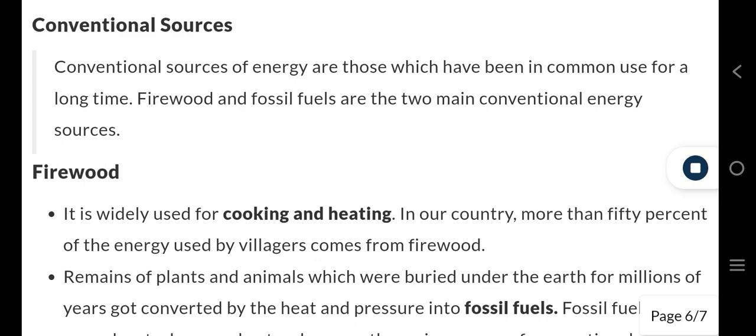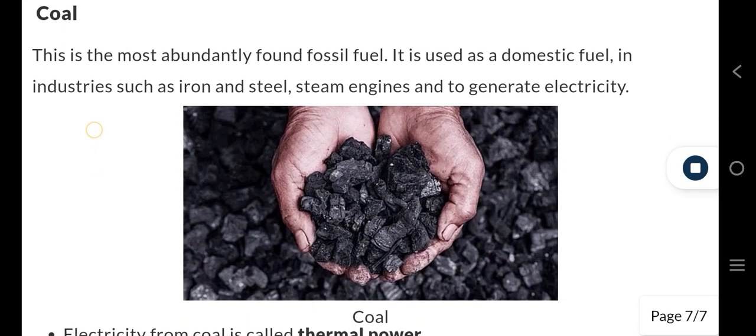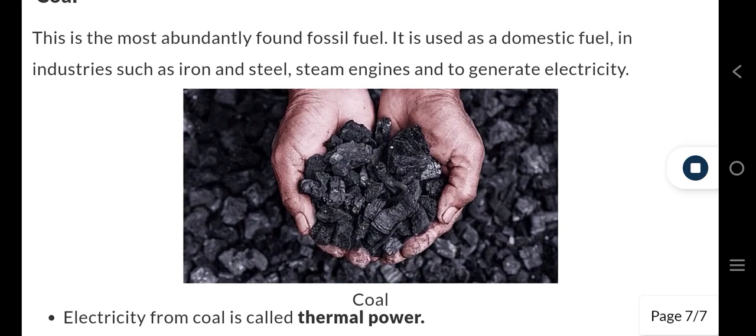Firewood. It is widely used for cooking and heating. In our country, more than 50% of the energy used by villages comes from firewood. Remains of plants and animals which were buried under the earth for millions of years got converted by heat and pressure into fossil fuels. Fossil fuels such as coal, petroleum and natural gas are the main sources of conventional energy.